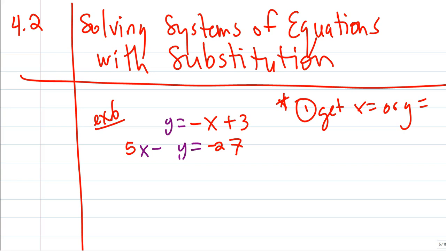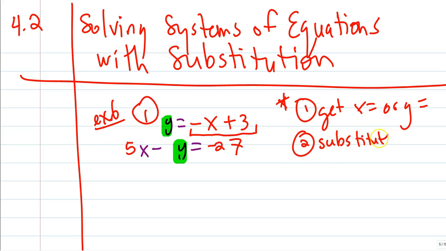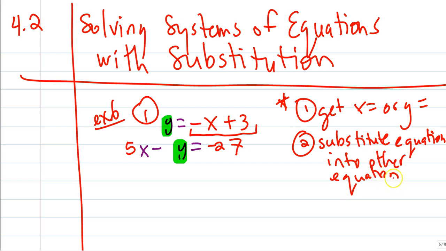We start off with y equals. That is ready for substitution. I can take this negative x plus 3 and I can substitute it. Where? Into the other equation in place of its y. That would be step 2. We are going to substitute the equation into the other equation. So that negative x plus 3 replaces that y.